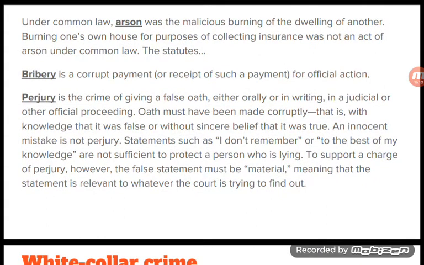Arson, old language there was it required a malicious burning of the dwelling of another, a dwelling being considered a home, but now we know, of course, arson can be more than just homes. It can be business, etc. Bribery is corrupt payment. Perjury is the crime of giving a false oath.